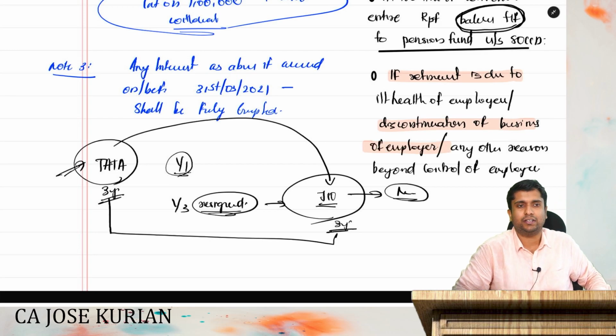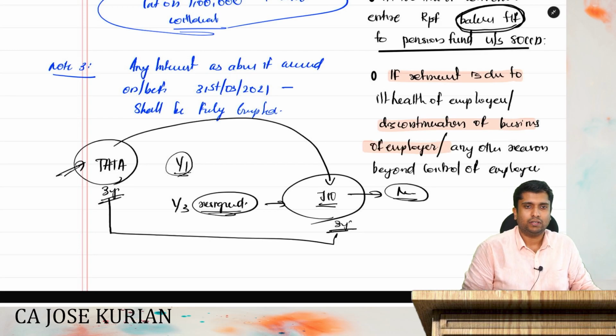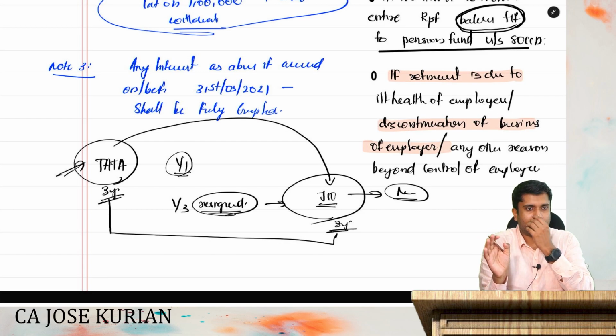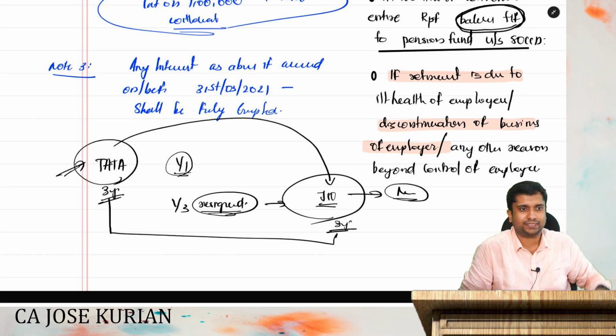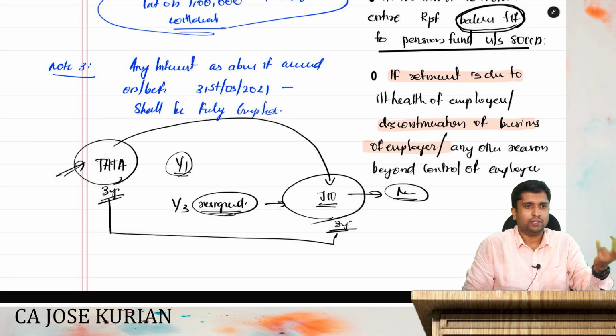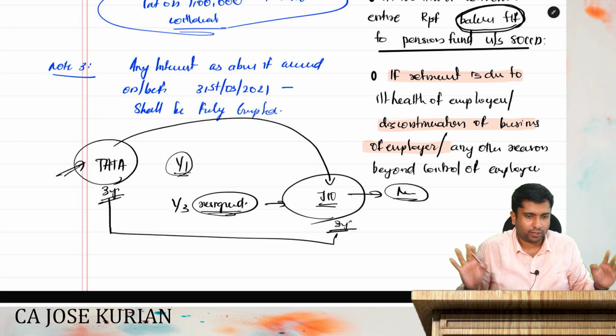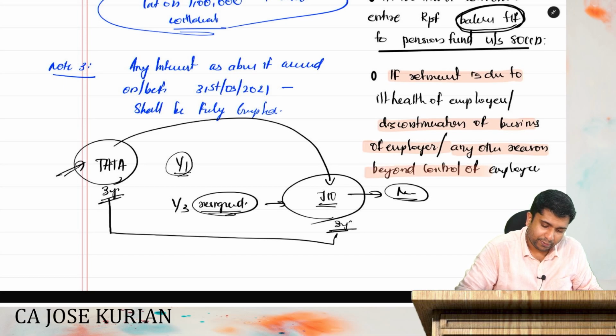What do you mean by discontinuation of business of employer? The employer's business got discontinued. He discontinued his business. Business was at loss. So on fourth year, he discontinued the business. I withdrew my entire provident fund. There is no problem.